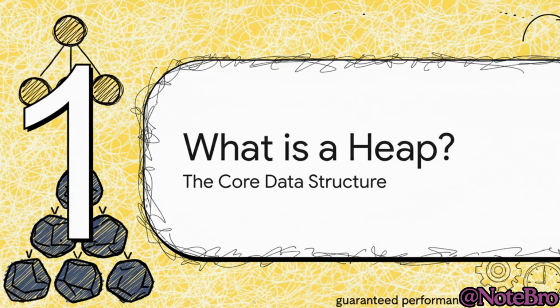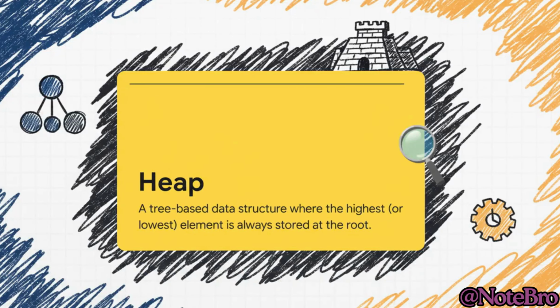Now, before we can understand the sorting algorithm itself, we need to pop the hood and look at the engine. And that engine is called the heap. This data structure is the secret sauce that gives Heap Sort all of its power and efficiency. So, what is a heap?